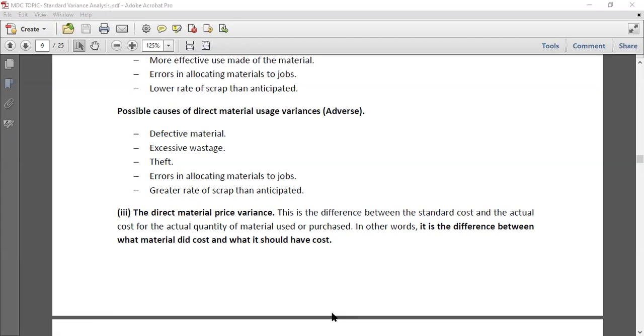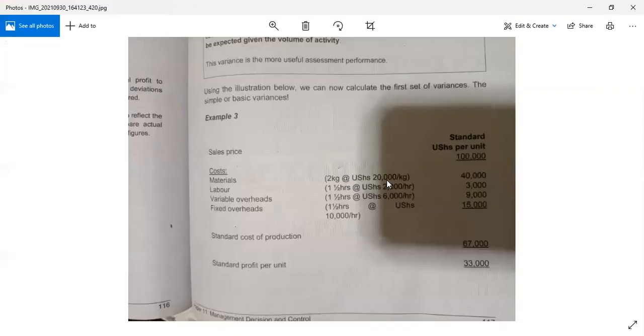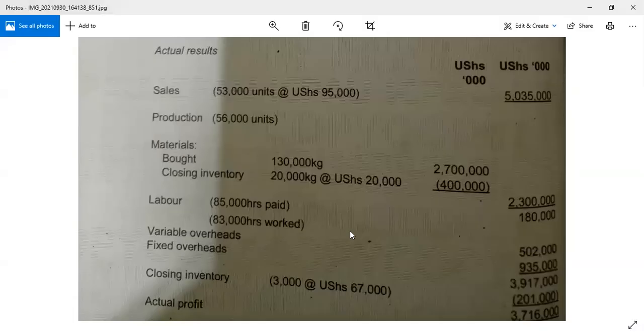Now, yours is to come back to our costing statement. Remember our standard cost of materials is 20,000 per kg, and for a single unit this would cost us about 40,000. Yours is to ask yourself, so how much did it actually cost me? So when you come to your budget here, yours is to come to these materials.